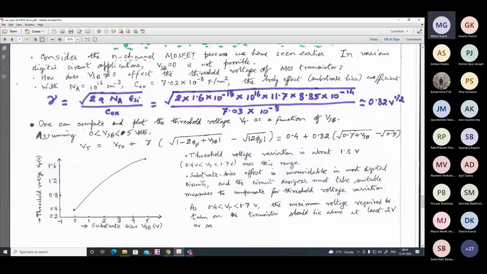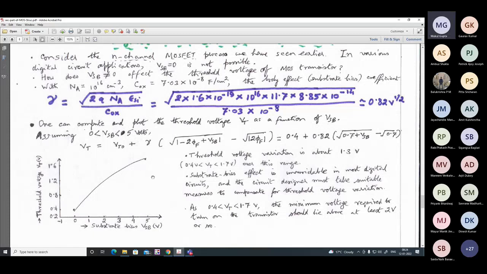Now, substrate bias effect is almost unavoidable in most digital circuits. See, not in all the NMOS transistors will you find that the source and body are both at ground potential. It goes without saying that for all the NMOS transistors used in the circuit, the substrate or body are definitely connected to ground potential, the most negative potential in the circuit. But the source need not always be connected to substrate potential, that means grounded.